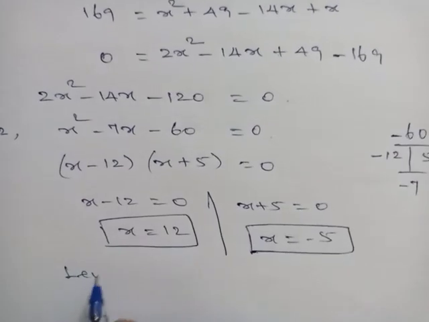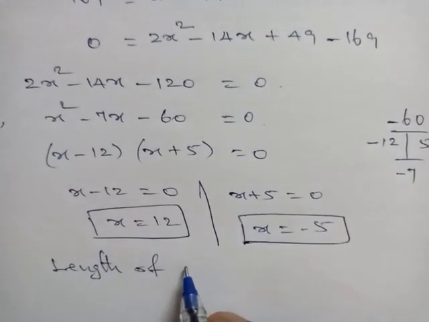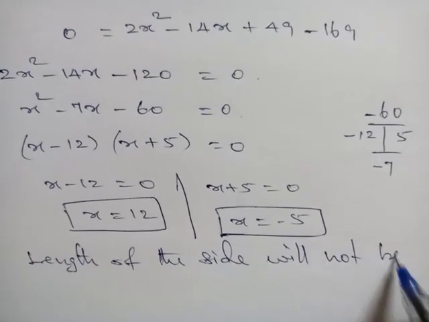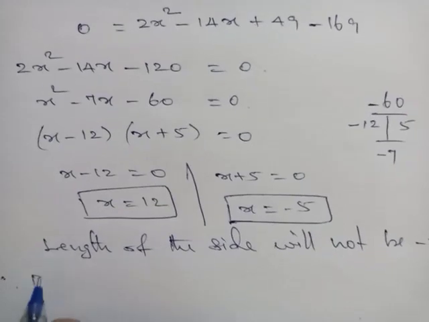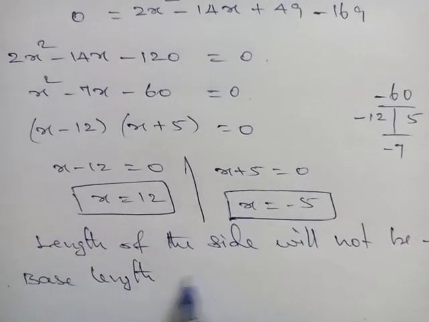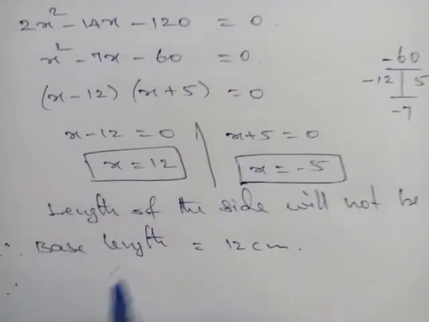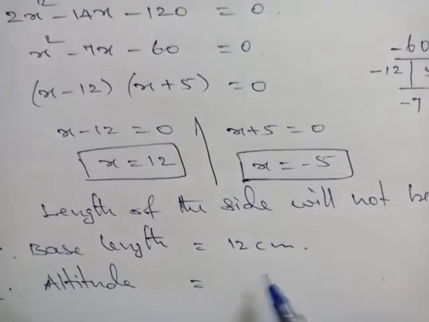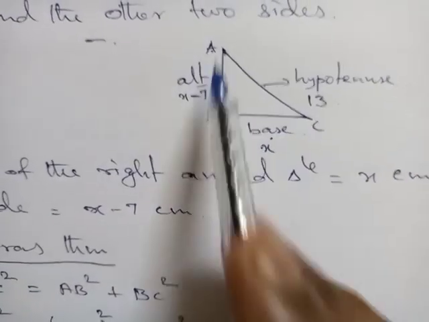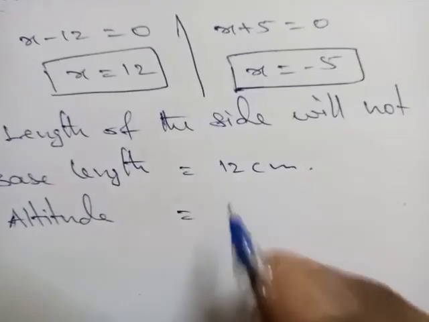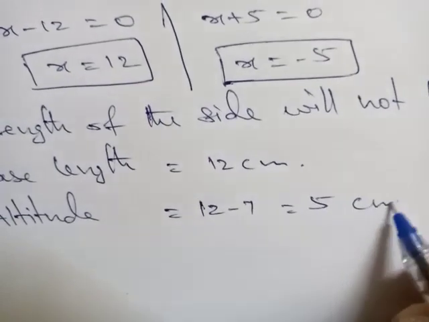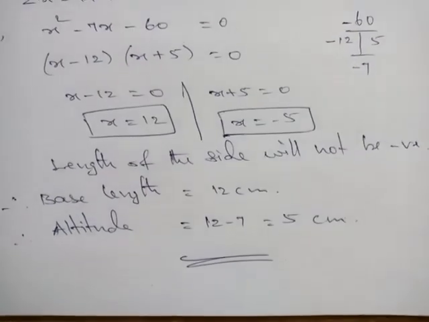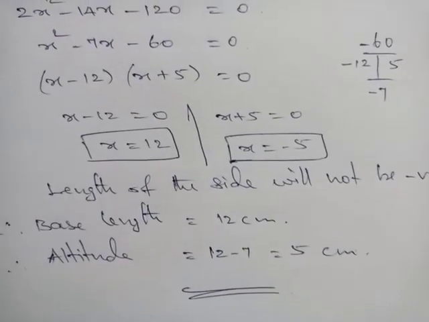So the length of the side will not be negative. Therefore, what we can say, base length is 12 centimeter, and then what is the one more? Altitude length. Altitude is equal to 12 minus 7. Why 12 minus 7? See here, base is x, altitude is x minus 7. Therefore, x value is 12. So 12 minus 7, that is 5 centimeter. So these two are the other two sides of the right triangle. That's all. So by using this, you can try the remaining problems from this exercise 4.1 and 4.2.